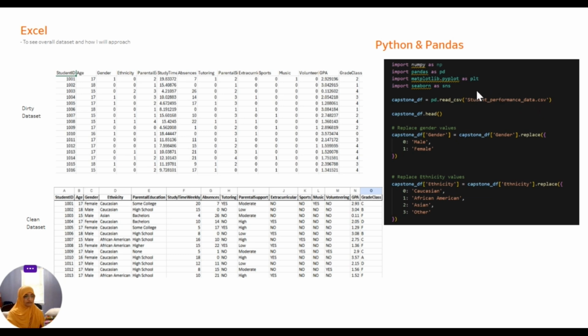bringing the file in and then replacing those genders, the ethnicity, and the parental support, study time. I changed the study time into a whole number because I thought this would be really huge with the study time, but the GPA I changed into two decimal places.